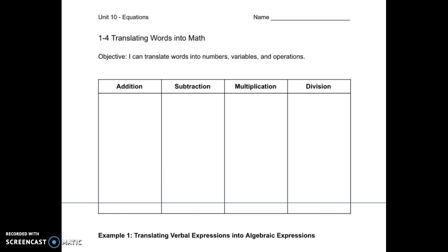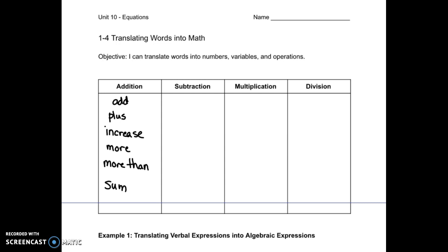We're just going to fill this in with some words that mean those things. So under addition, let's write add, plus, increase, more than. Again, these are two different things. More means just adding to it. More than means it comes after. And then sum, which is the answer to an addition problem.